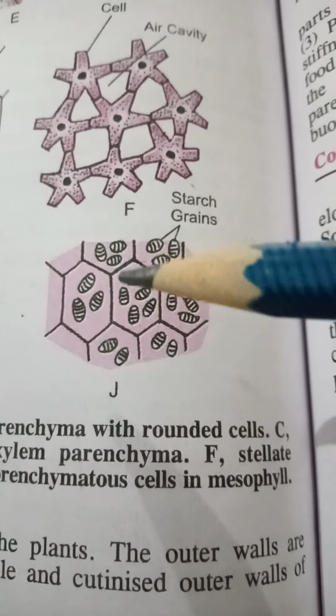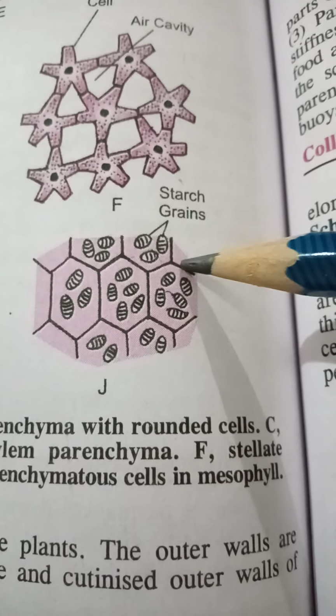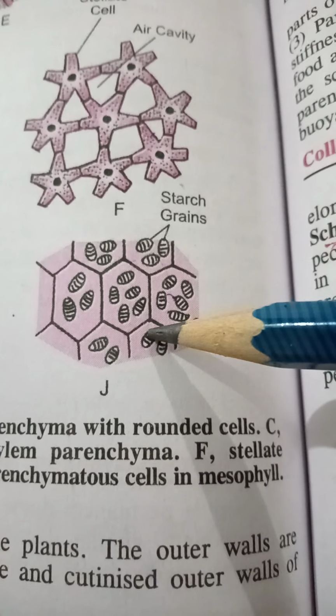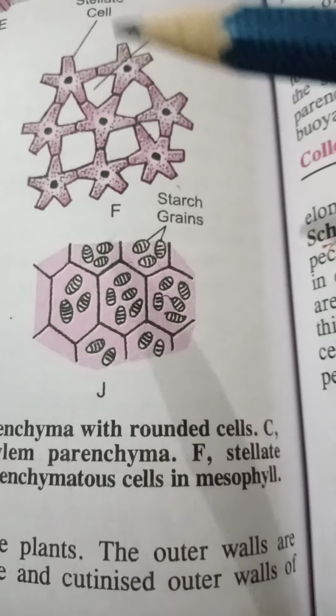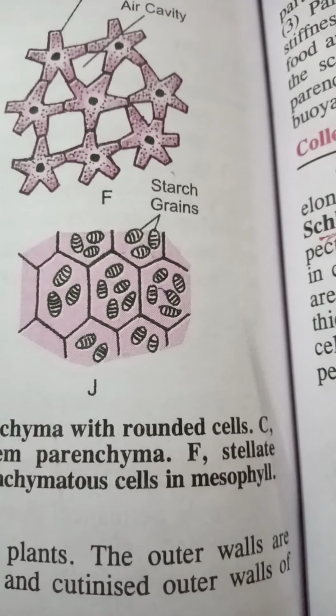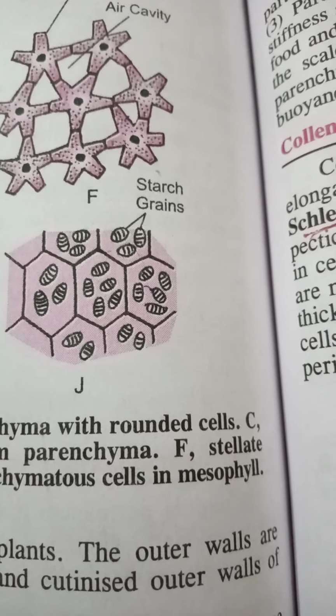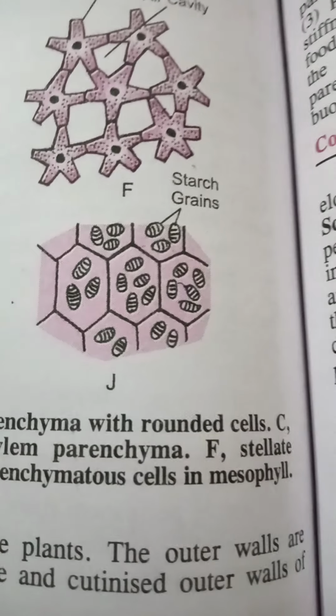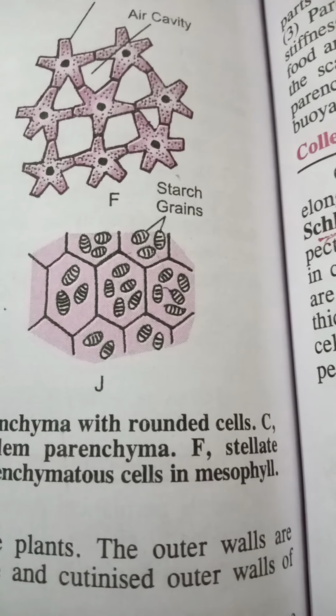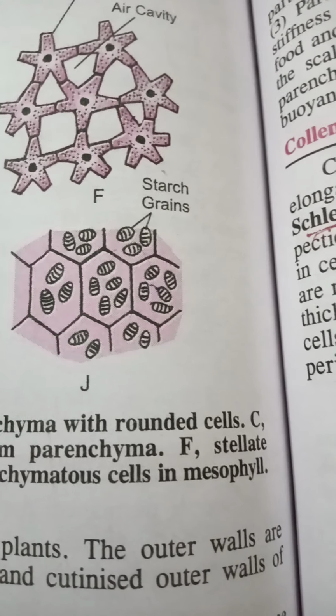They have stored materials. As you can see here, starch grains remain stored in them. Sometimes water is also stored. Okay. Then next is the transfer cells. These are large in number. They have internal wall protuberances. They take part in short distance transfer of solutes.